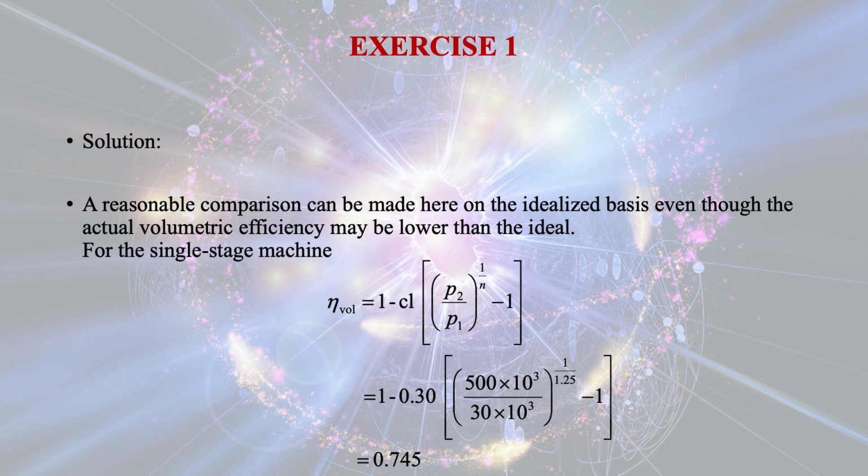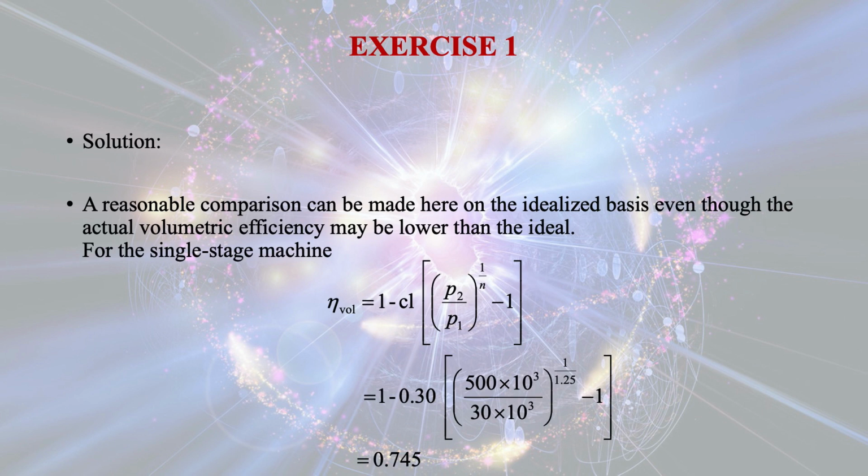Dear learners, I have already given you the instruction for doing any numerical on thermodynamics. First of all, you have to note down the data which is given for a particular problem. Now here P1 is given as 30 kilopascal, P2 is given as 500 kilopascal, the clearance Cl is given as 0.03 and the value of n is given as 1.25. So a reasonable comparison can be made here on the idealized basis, even though the actual volumetric efficiency may be lower than the ideal.